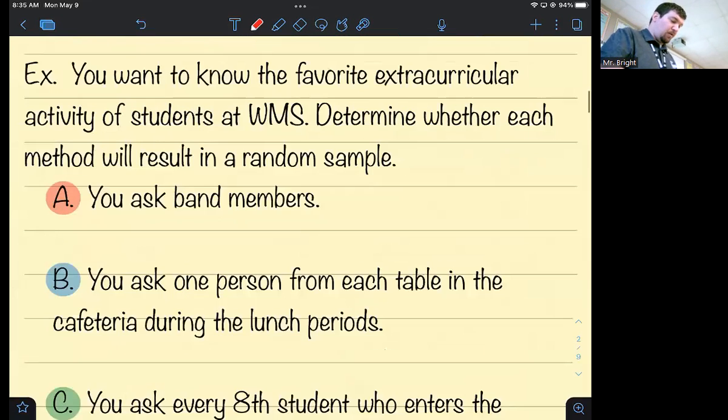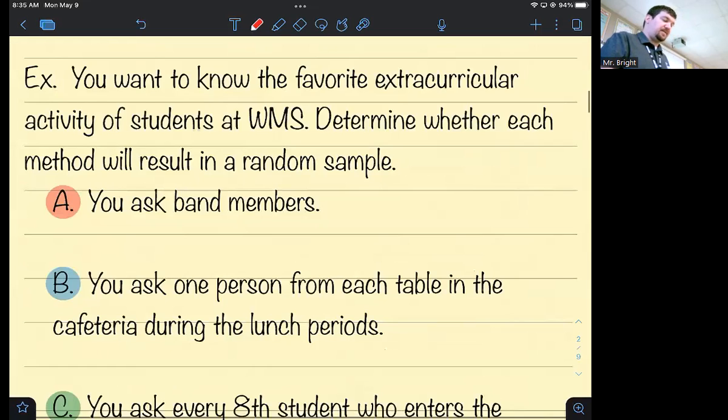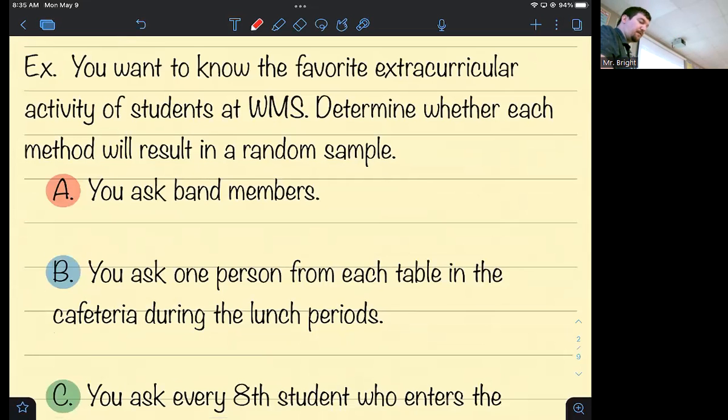All right, so I want you to tell me if these are random samples. You want to know the favorite extracurricular activity, that would be like a sport or a club that you would do after school, of students at Western Middle School. Determine whether each method would result in a random sample. You ask band members. Okay, I was going to put not random, but you guys already know that word biased, so we'll just put biased. Why do you think it's biased, Lucas?